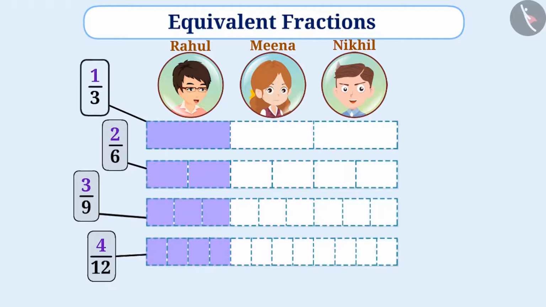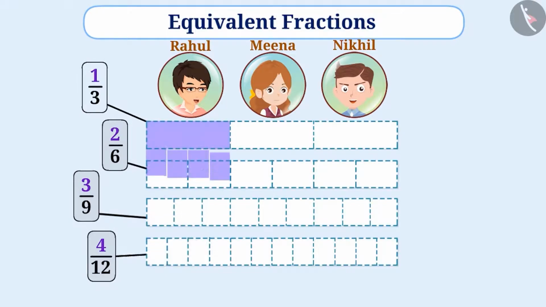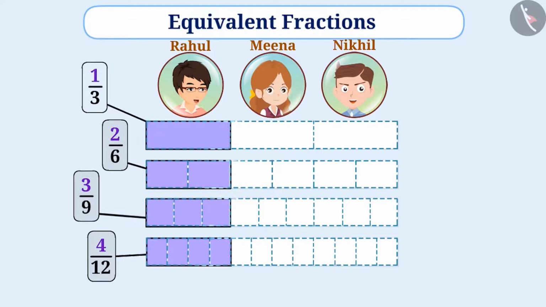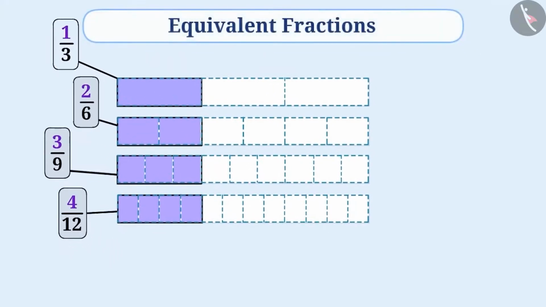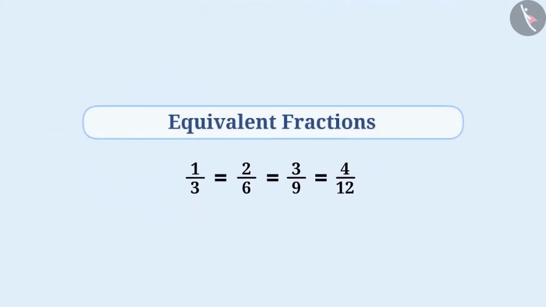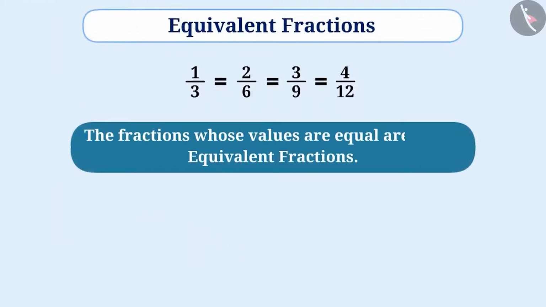Now, if you look at these fractions, they may appear different to you. But if we place the parts one over another, we will find that they cover one another completely. What do you understand by this? Think for a while. You are absolutely correct. We can understand that these fractions have equal size. That means all these fractions represent equal parts of a whole. Therefore, the values of fractions 1 by 3, 2 by 6, 3 by 9 and 4 by 12 are equal. The fractions whose values are equal are called equivalent fractions.